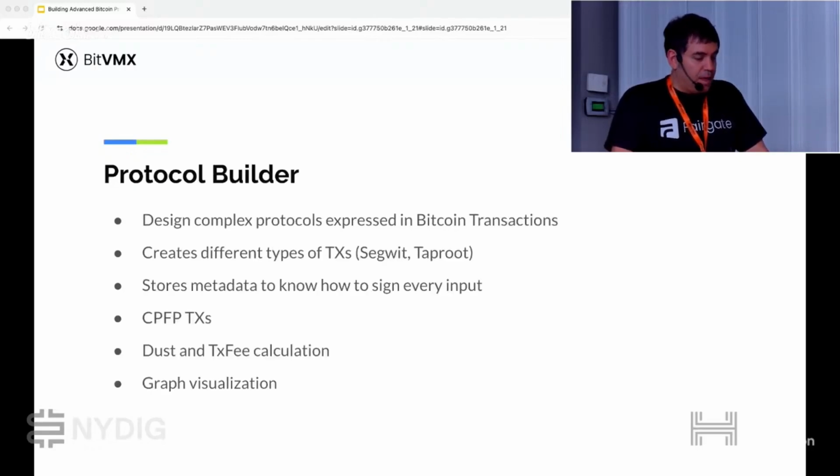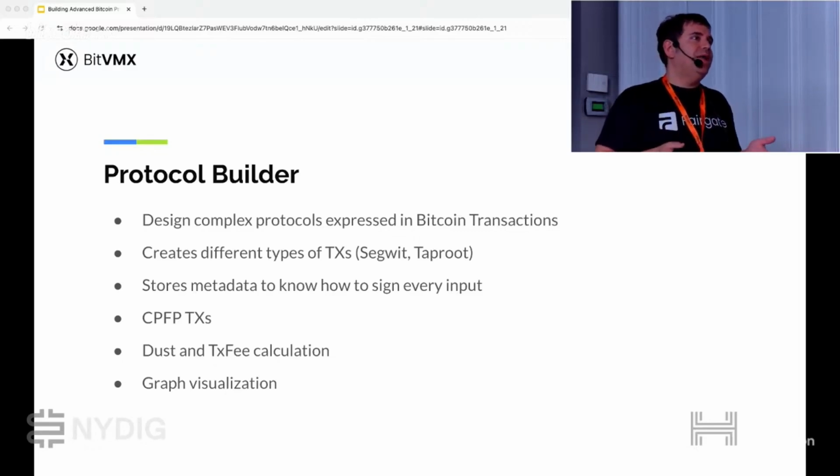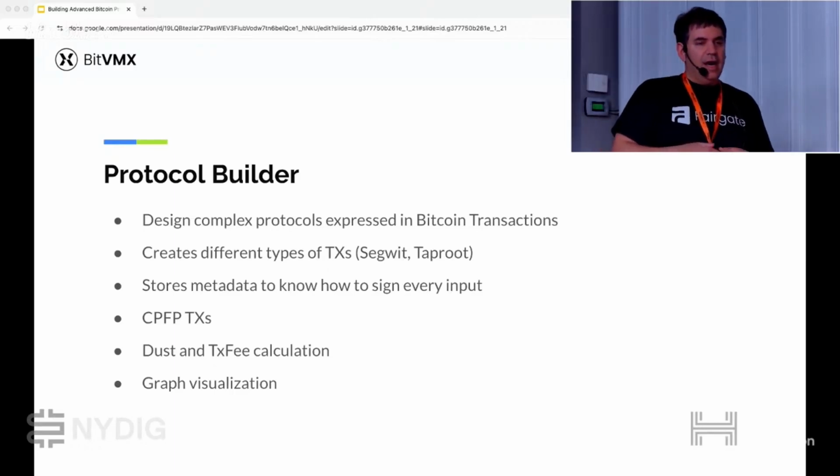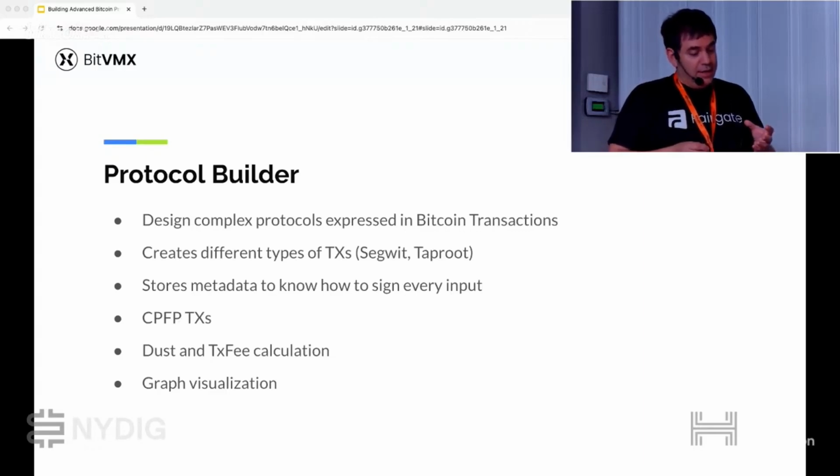Okay, protocol builder. As we mentioned before, all of these protocols or applications that we build are mainly based on a big graph of pre-signed transactions. And building these transactions is not easy. What this module does, in a way, is abstract away the nuances of creating the Bitcoin transactions themselves and allow you to design the connections. It's more focused on the logic that you want to achieve with the protocol itself. So this is the main purpose of the protocol builder.